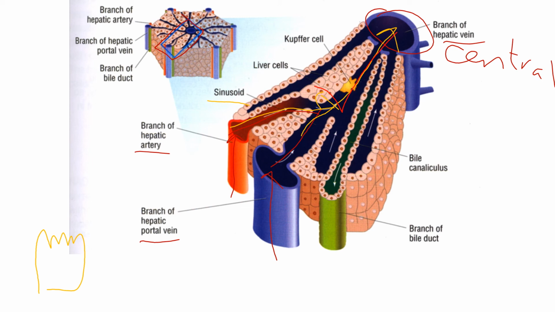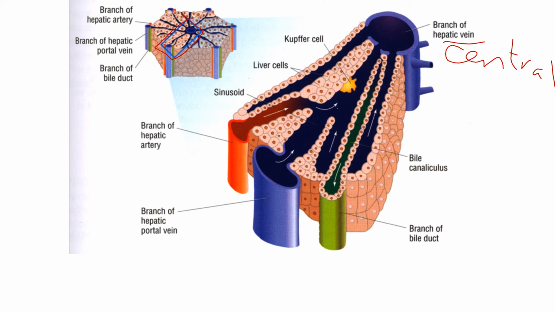Okay, so you've got blood coming up through the hepatic portal vein and the hepatic artery, and they mix as they flow through these sinusoids, past all of these cells with microvilli, plenty of surface area for exchange, plenty of mitochondria, plenty of activity going on.